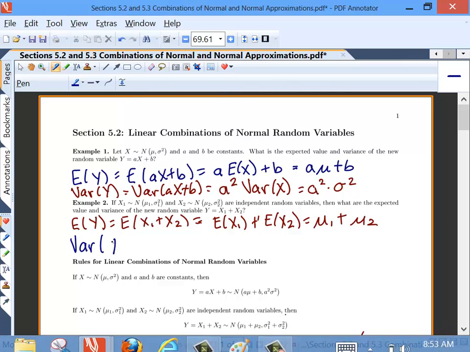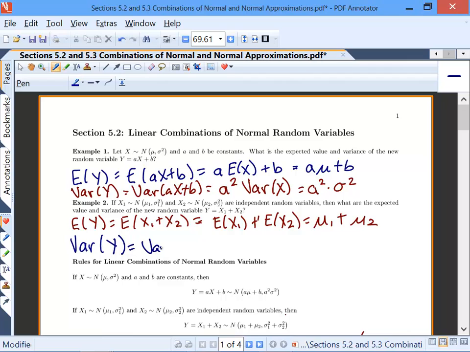For the variance of Y, that's again the variance of X1 plus X2. What do I get to do with those variances? If they're independent, I can just add their individual variances. So it's the variance of X1 plus the variance of X2. That only works because they are independent. So that's sigma 1 squared plus sigma 2 squared.